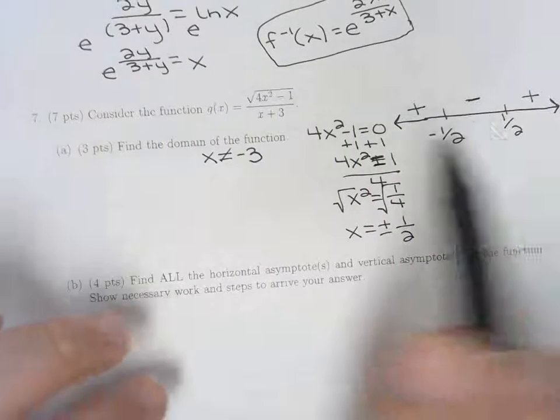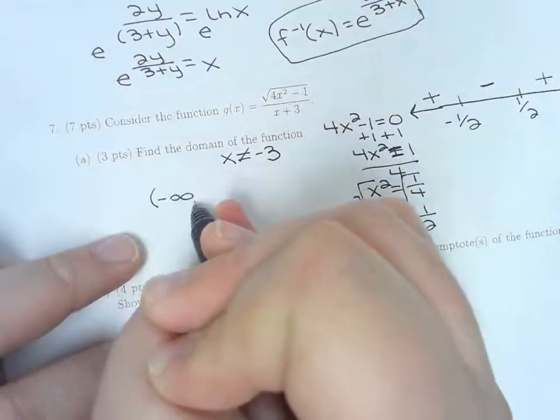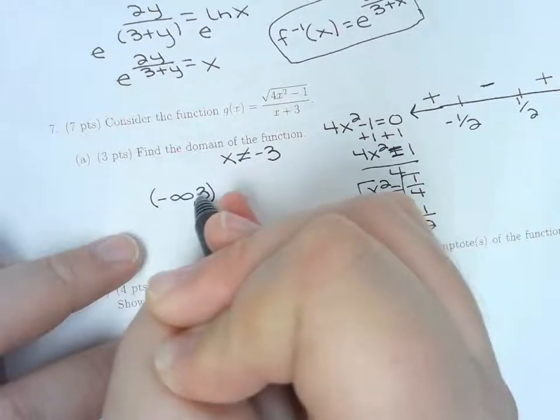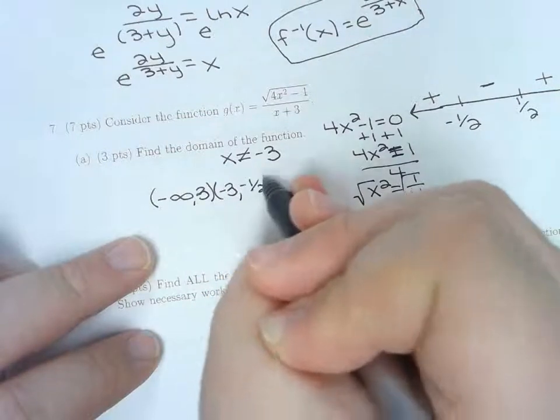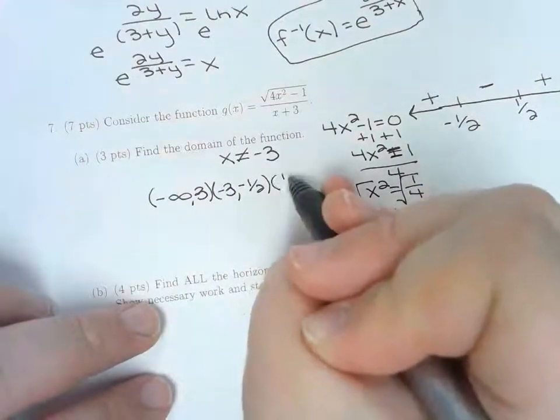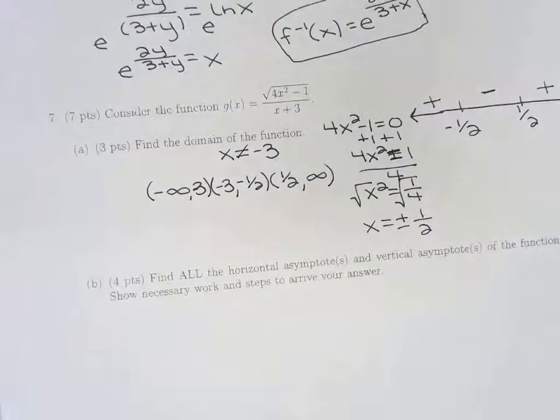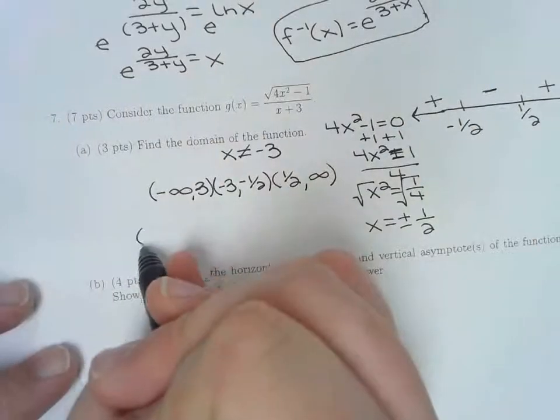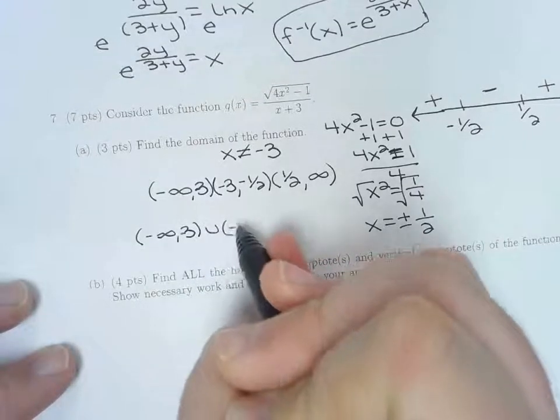However, we also know that I cannot have negative 3. So it's going to be negative infinity to negative 3, negative 3 to negative a half, and then 1/2 to infinity. Yes, technically use the union symbol. According to the other finals, the domain is negative infinity to negative 3 in union with negative 3 to negative 1/2 in union with 1/2 to infinity.